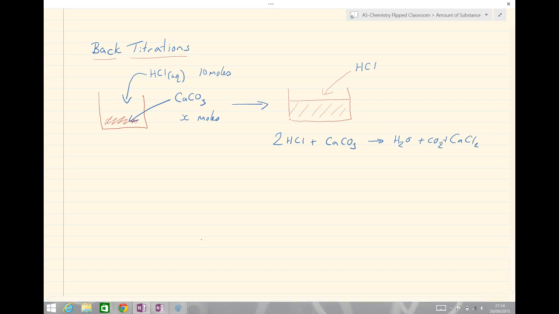Now, because the hydrochloric acid was in excess, it's now possible to do a titration with that hydrochloric acid to find out how much is left. So if we titrate the hydrochloric acid with, classically, let's just go for sodium hydroxide, we find out perhaps that in this reaction we've got 4 moles of hydrochloric acid left over.